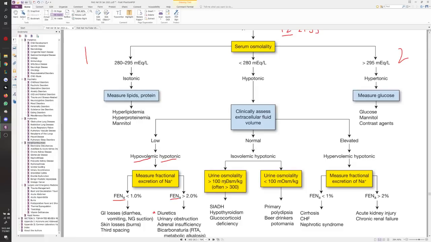They're not urinating at all. They're not urinating any water. So they're retaining water, which is why they're able to stay isovolemic, but they're losing salt, so they become hypotonic. This is the notorious case of SIADH, right?